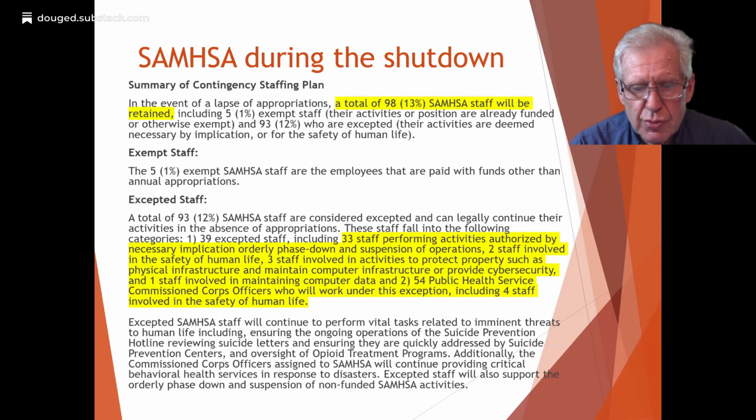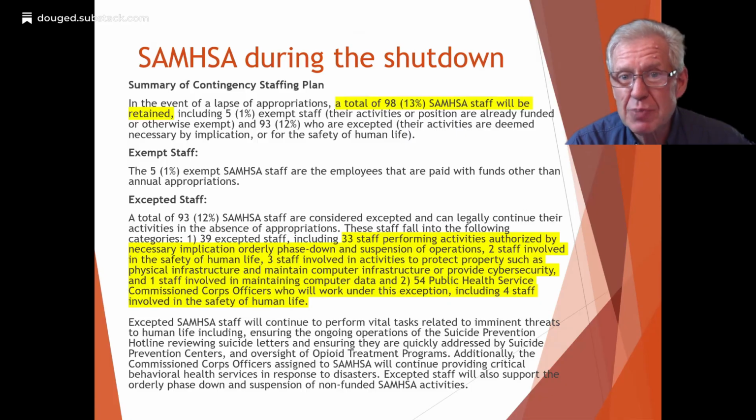They plan to reduce the staff of SAMHSA during the shutdown to a total of 98 people. That's 13%. So 87% of SAMHSA is being laid off. Now, it's unclear whether people will ultimately get paid when they are furloughed. That's been the traditional pattern. There's been some talk this year that no, if you're not working, we're not going to pay you for the days you didn't work.